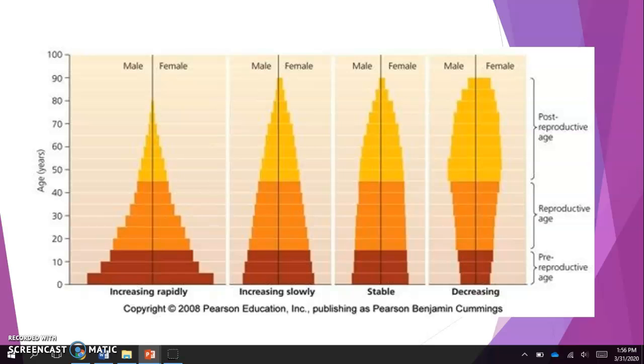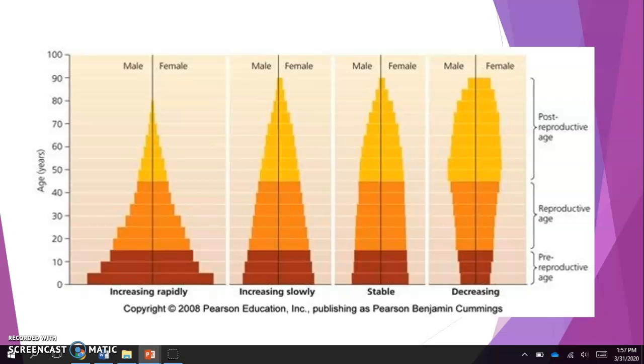Post-reproductive age is about when women are going through menopause. Men are fertile for a long time, but we say post-reproductive age because that's pretty much when women have gone through menopause, they're not as fertile, and men are typically reproducing past those ages as well.